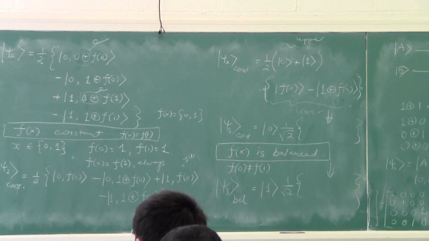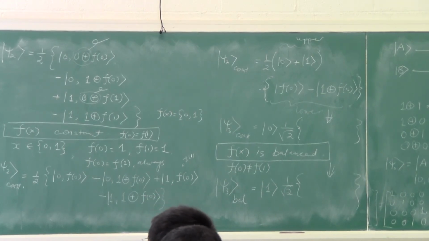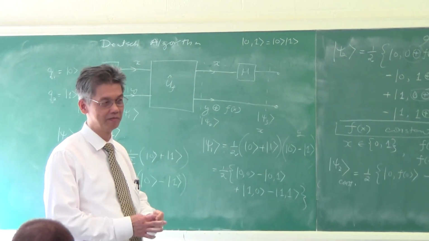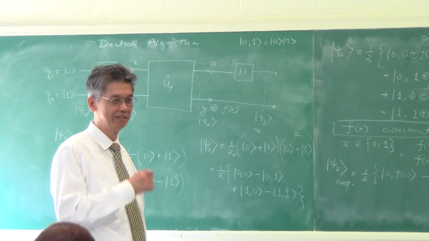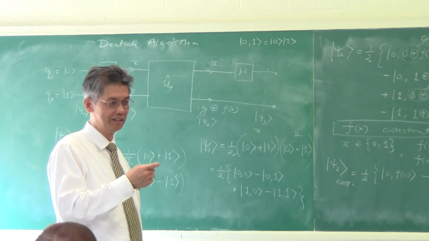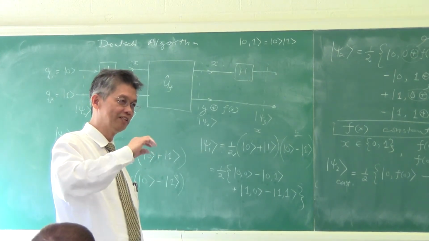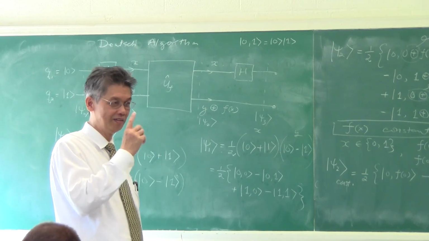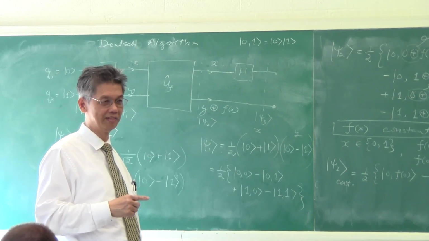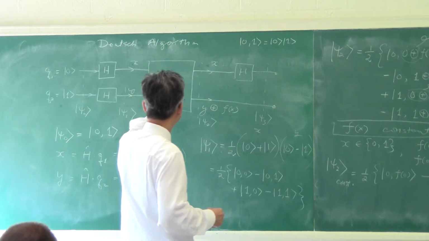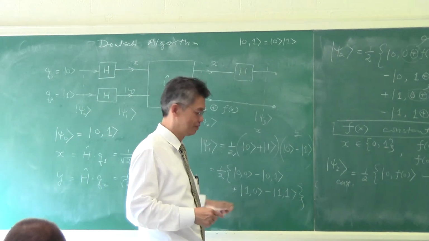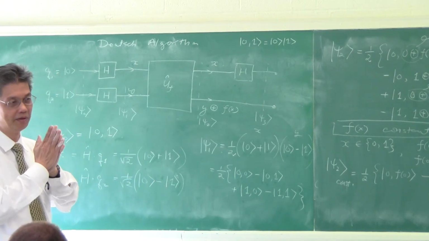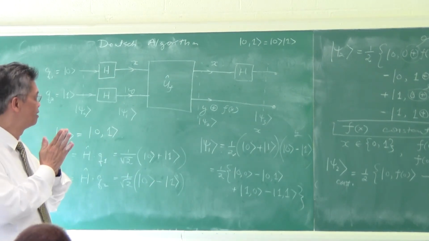It's like flipping a coin. If you have a coin with two faces that are different, you need to flip it 2 times to decide if the coin has the same face on both sides or different faces on different sides. But this says that you only need to flip the coin once. If you change this f over here, you just need one operation. So this is an example of quantum parallelism, a very simple example of quantum parallelism.